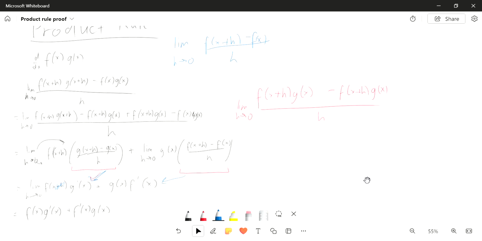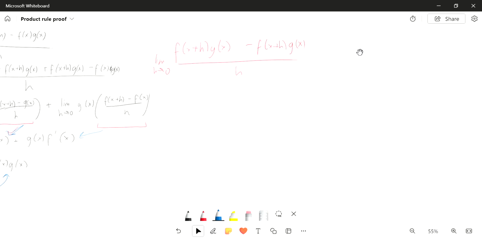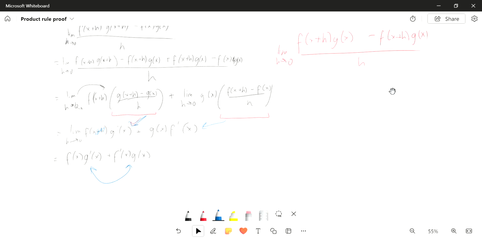Or you can think of it as first times second prime plus first prime times second, where first and second are the two different functions that are involved in the product rule. And the product rule is commutative, so these two can be switched around and it will still work. However, not every rule is commutative, so you have to be careful. And so now that you know what the product rule is, let's get on to an actual problem.